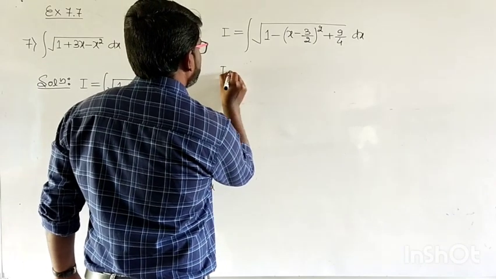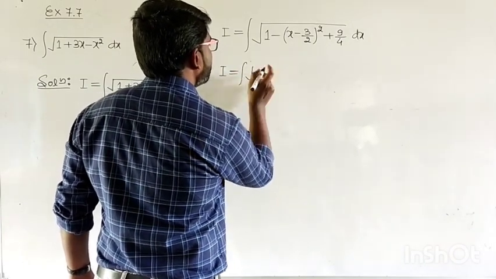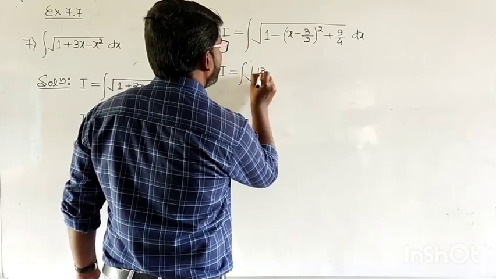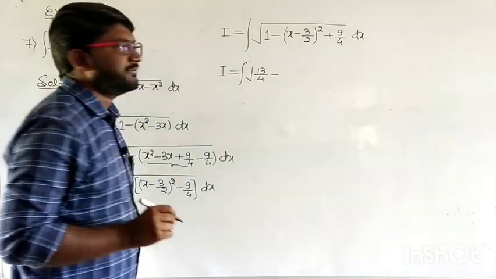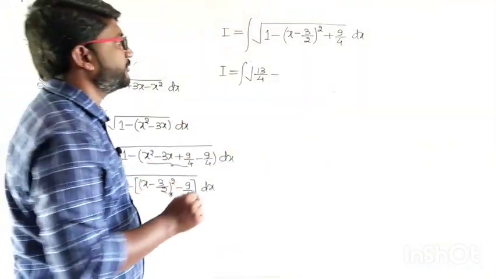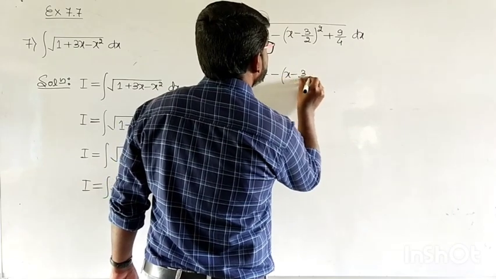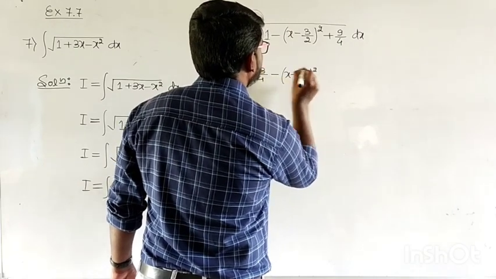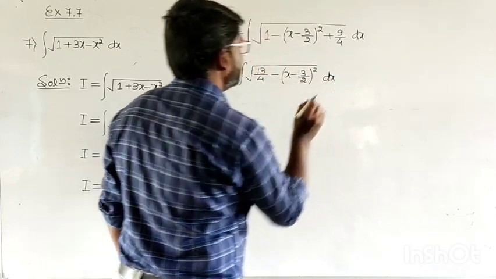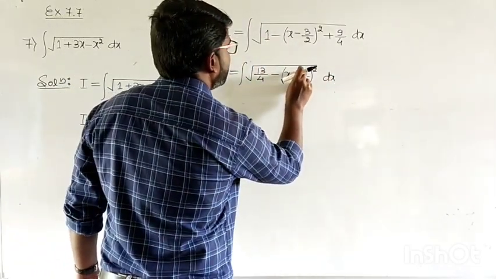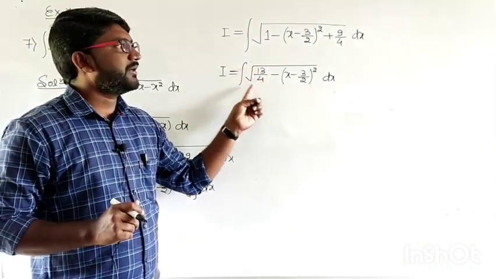So I is equal to the integral of square root of 13 by 4 minus (x minus 3 by 2) the whole square dx. Now we have to write this in the form of a square.